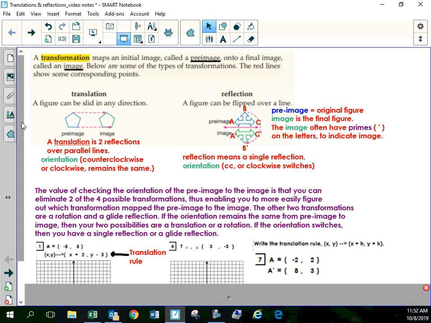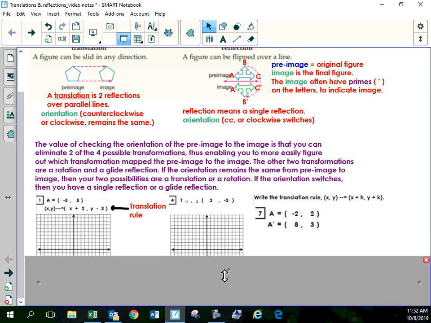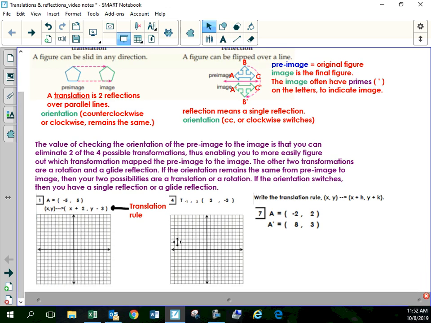Now let's go ahead and look at some examples of translations on this page, and we'll do reflections on the next page. So here we go. We have the point A, which is at the point negative 5, 5. So I would plot negative 5, 5. 1, 2, 3, 4, 5.